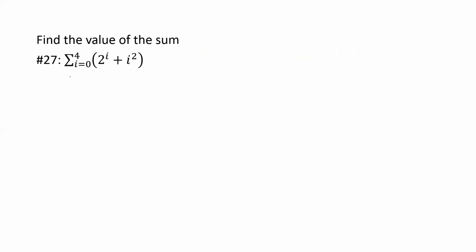So we can do this like the sum from i equals 0 to 4 of 2 to the i, plus, we do the same thing from 0 to 4 of i squared. This basically means that I should find the sum when i is from 0 to 4 of 2 to the i.